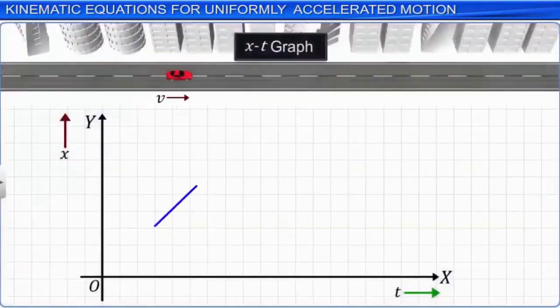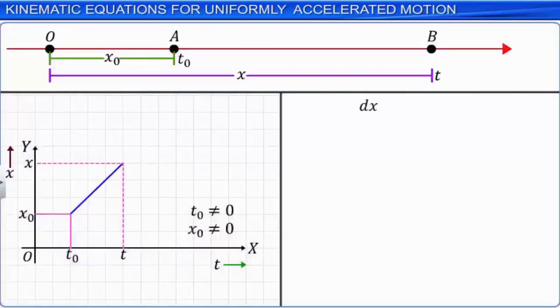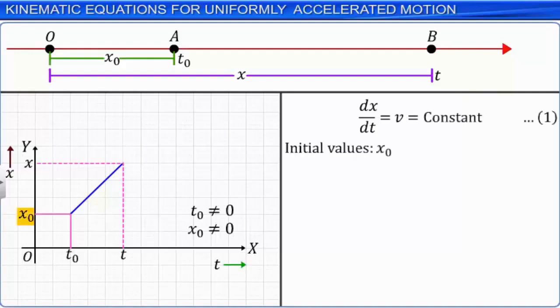Observe the xt graph. t0 is not equal to 0, and x0 is also not equal to 0. dx by dt is equal to v, which is a constant. Initial values are x naught, t naught. Final values are x, t. Cross-multiplying equation 1, we get dx is equal to v into dt.